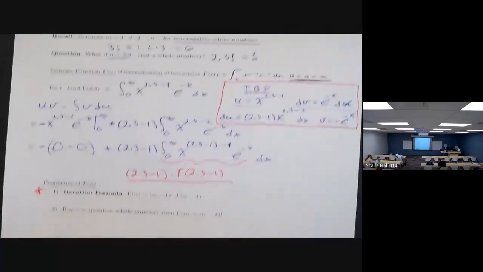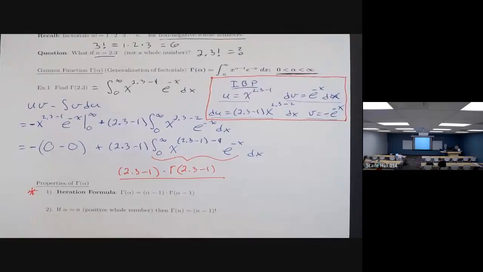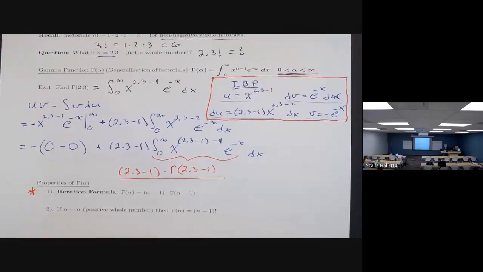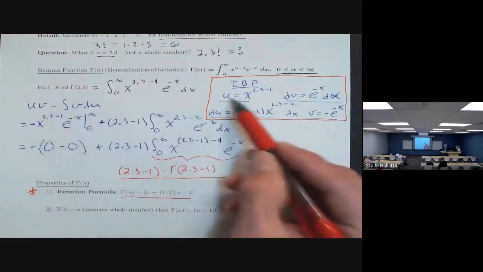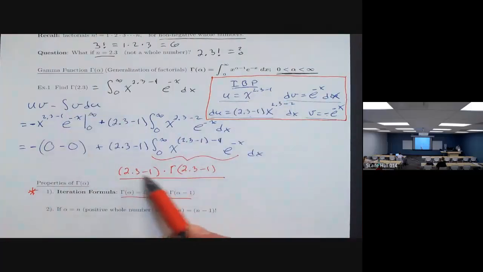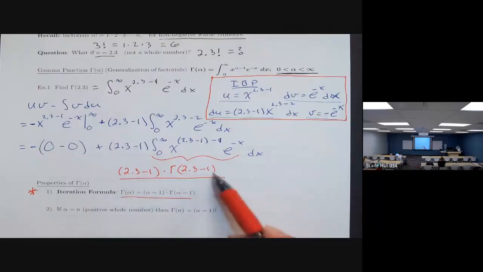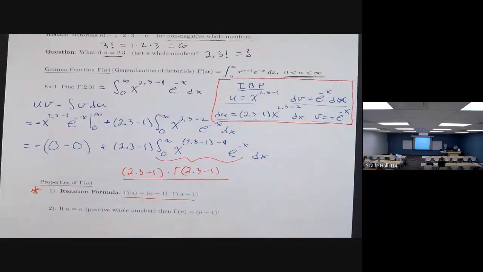So gamma of alpha can be reduced or simplified to alpha minus 1 times gamma of alpha minus 1. That's exactly what we just did here. So every time you go through that math, whatever number you start with, through our integration by parts, you're going to end up with that number minus 1 and then gamma of that number minus 1. So we can take it as a generality. Okay, we're going to use that in a little bit.